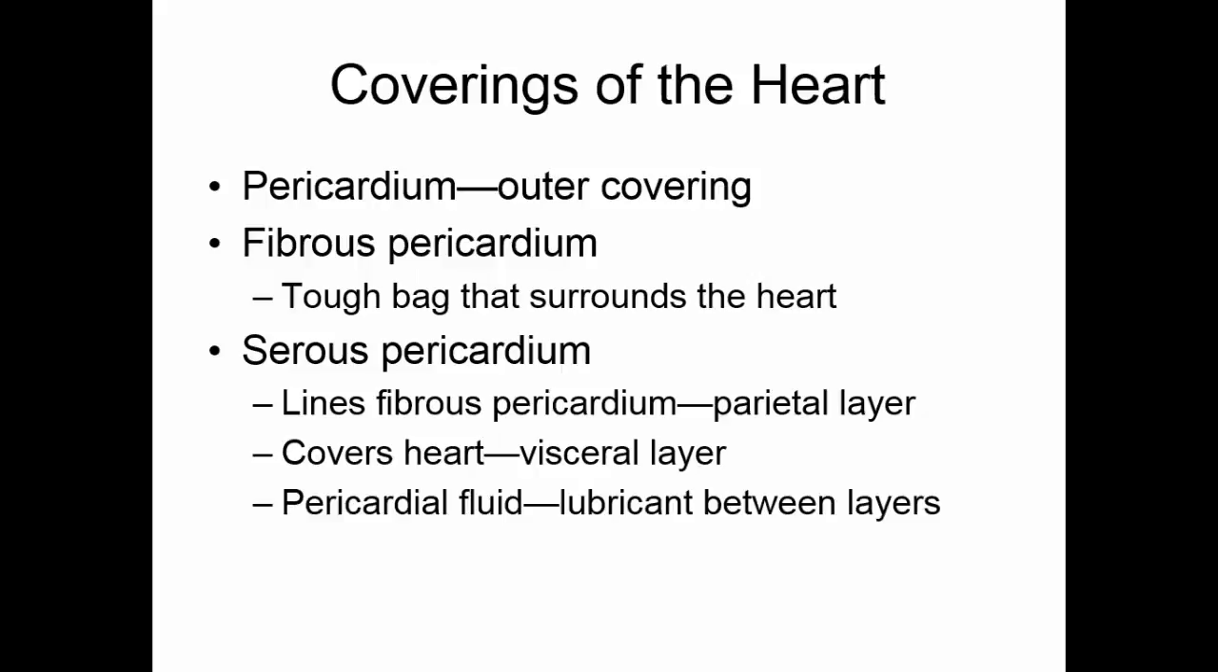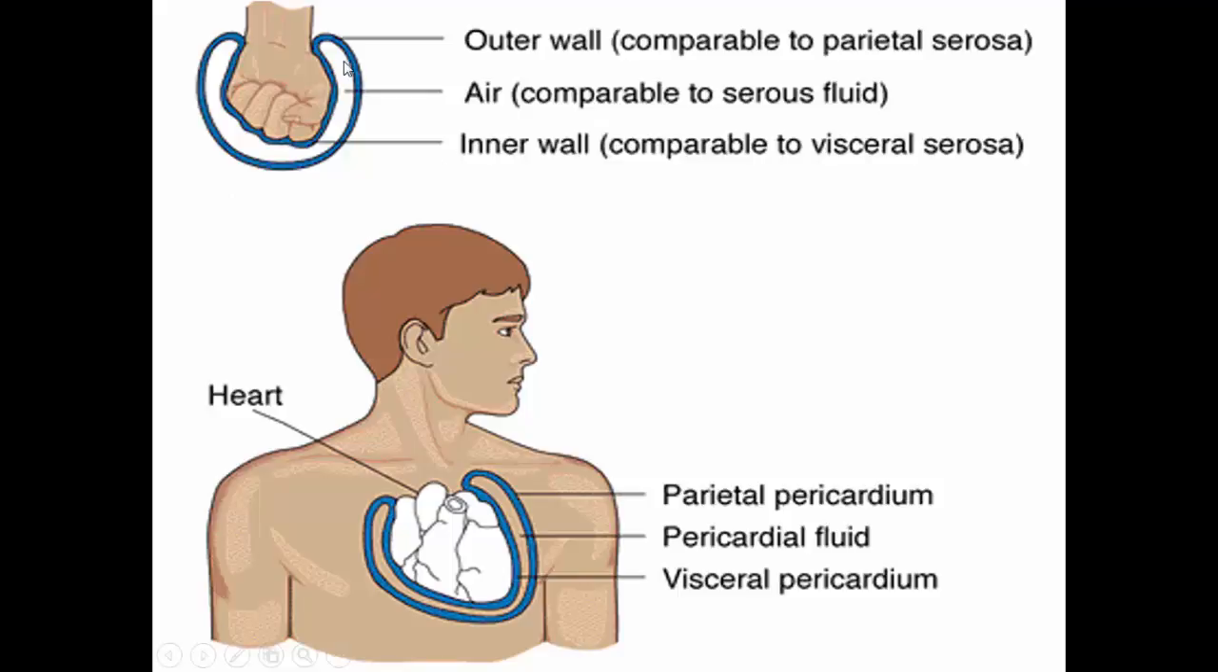Serous membranes secrete serous fluid, in this case pericardial fluid. This acts as a lubricant between the layers. As the heart beats inside the pericardial sac, it allows for a friction-free environment. So the pericardium is sort of like a ball or a balloon that you can push your fist into. Your fist would be the heart. So we have the outer wall, and then we have the inner wall. The outermost wall is that fibrous pericardium, and it will be lined by the parietal pericardium, which will fold back and cover the heart as the visceral pericardium. In the pericardial space is where we will have the pericardial fluid.